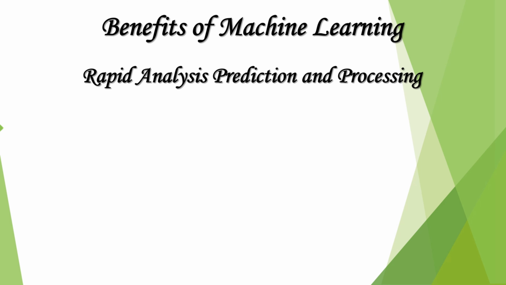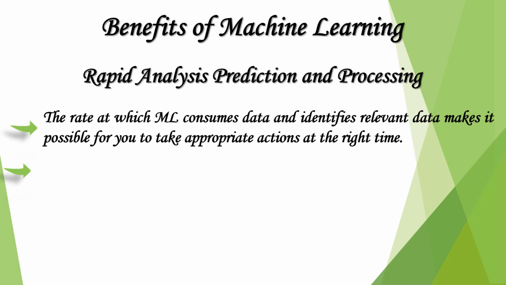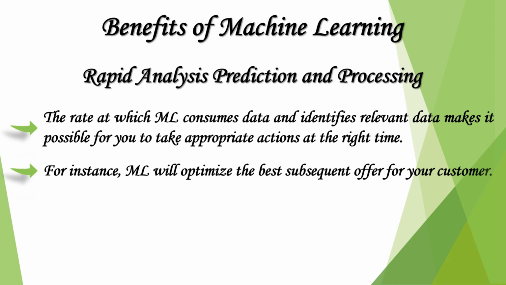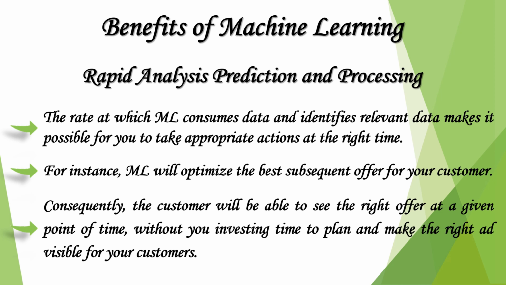Rapid analysis, prediction and processing. The rate at which ML consumes data and identifies relevant data makes it possible for you to take appropriate actions at the right time. For instance, ML will optimize the best subsequent offer for your customer. Consequently, the customer will be able to see the right offer at a given point of time, without you investing time to plan and make the right ad visible for your customers.